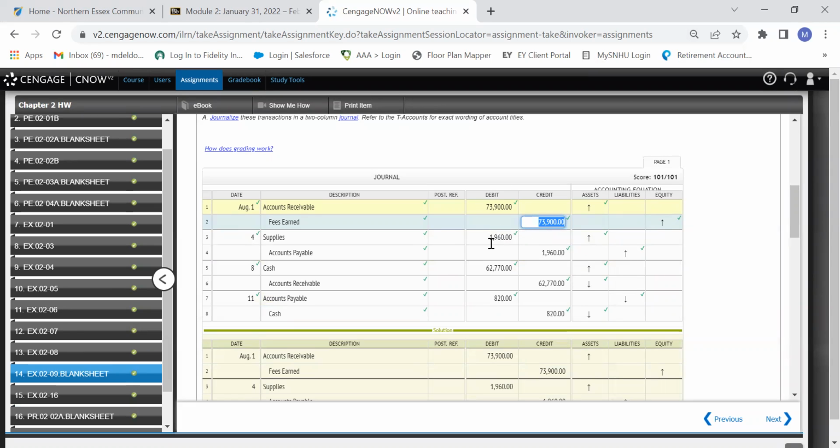On the 4th, we have our supplies. So in our course, we always say that when we purchase the supplies, we're going to increase the assets. We're going to debit supplies and we're going to credit accounts payable, which is the liability.